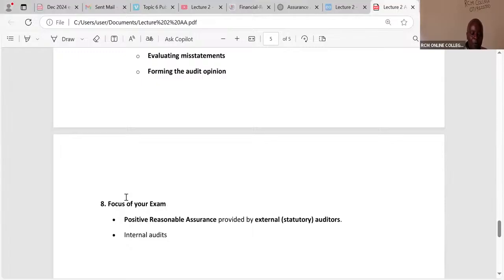So for you, focus in your exam as you study, you must be able to know this positive reasonable assurance provided by external statutory auditors. And then, of course, you shall look at the internal audits. You as an internal auditor, there is the kind of assurances that you shall be providing.